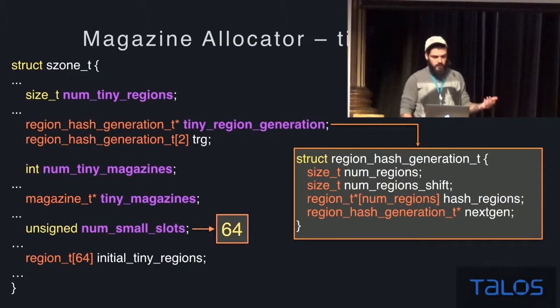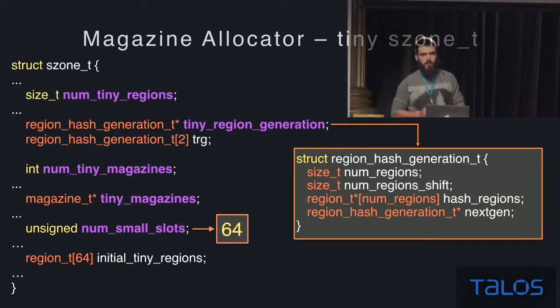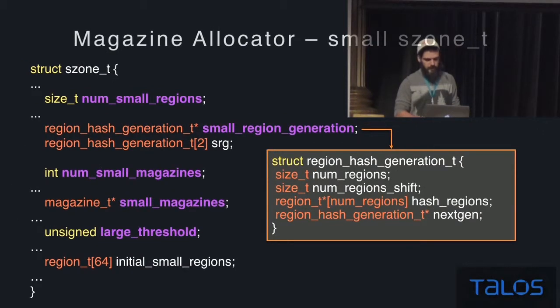Okay, so tiny zones. Interesting thing here is the number of small slots. By default, there's 256 small slots, but it's hard-coded into tiny to be only 64. So they only use 64 spots out of a 256-byte array for whatever reason. And then this is very similar to small, almost the same thing.